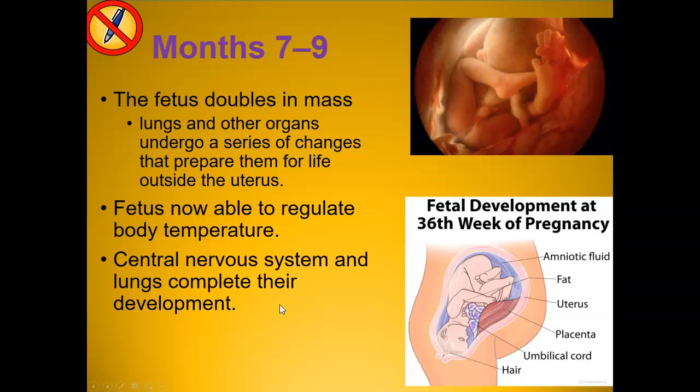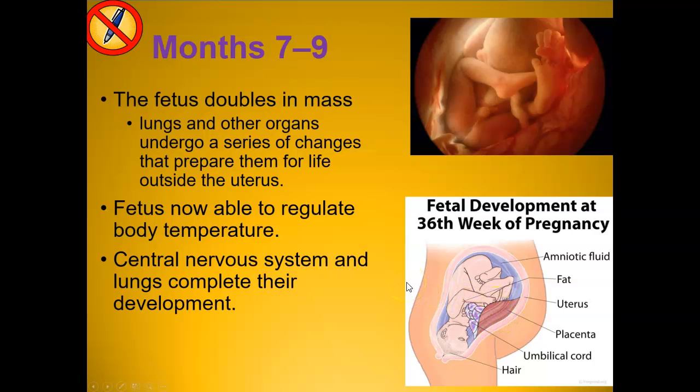By months 7 to 9, the fetus is going to really double in mass. This is a huge growing period. Lungs and other organs are going to undergo a series of changes to prepare them for life outside the uterus. The fetus is now somewhat able to regulate its own body temperature, and the central nervous system, brain, spinal cord, and lungs complete their development. So here you can see the fetus inside the abdominal cavity with the placenta down below.